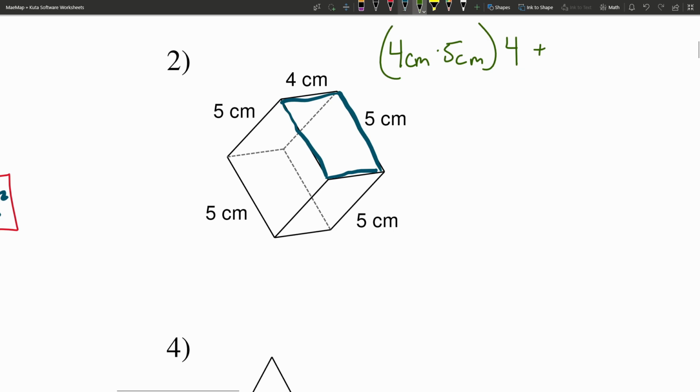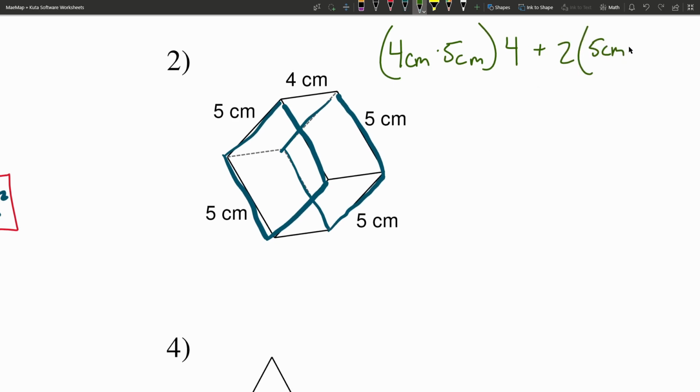Well, the other 2 sides are 5 by 5 centimeters. We have one here, and then also one towards the back of this figure. So then we'll have 2 times our 5 centimeters times 5 centimeters. So the area of one side that occurs 4 separate times and the area of our other side that occurs twice makes up the 6 different sides of this figure.